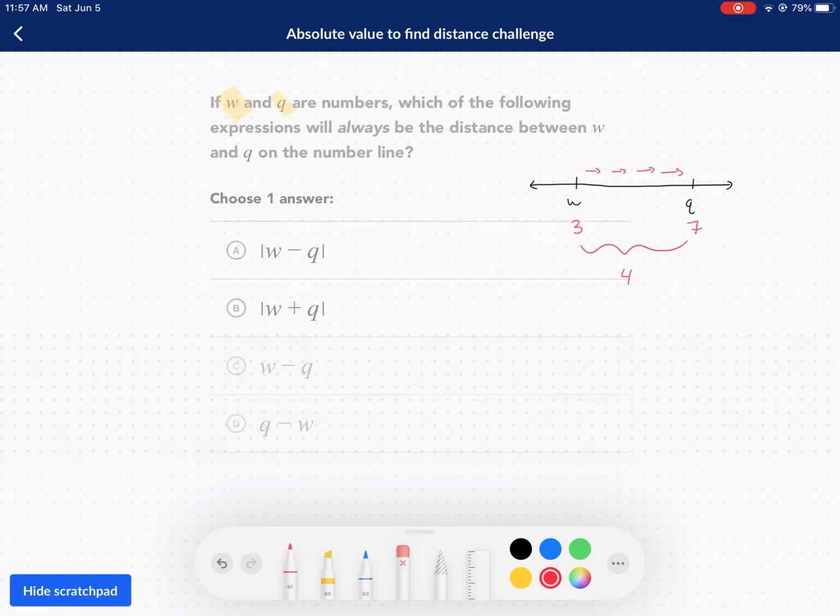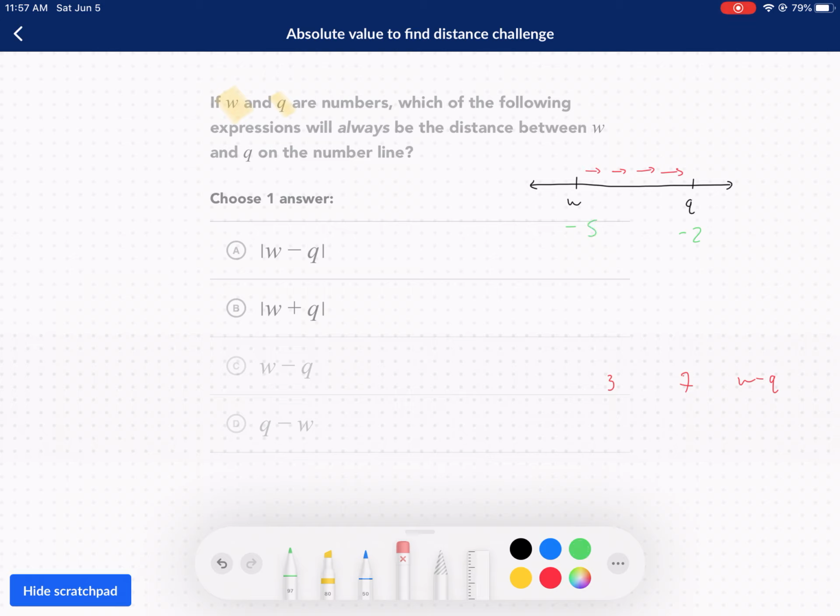We knew that with positive 3 and 7, we could do W minus Q, and that was an answer. Let's change up the numbers a little bit. Let's say Q is negative 2, and we're going to make W negative 5.